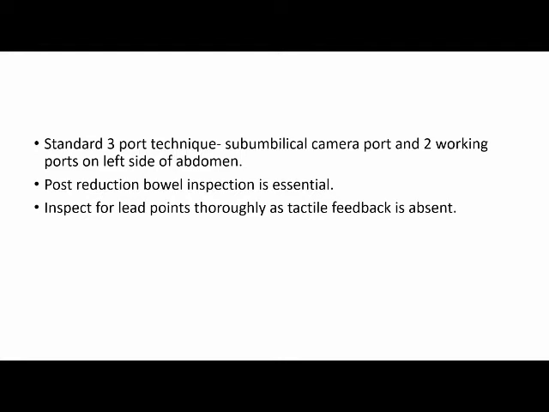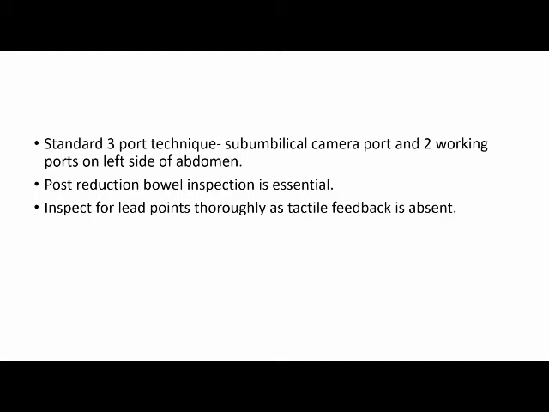Almost 70 to 80% of the time, the bowel will be viable and resection anastomosis will not be required. When to consider resection anastomosis is another factor we need to know. That is, if you feel that the bowel is not improving, the color of the bowel is not improving with all these procedures, and even if there is a doubt that the bowel is not viable, then you need to consider resection anastomosis rather than putting the bowel back into the abdomen and risking a perforation in the postoperative period.